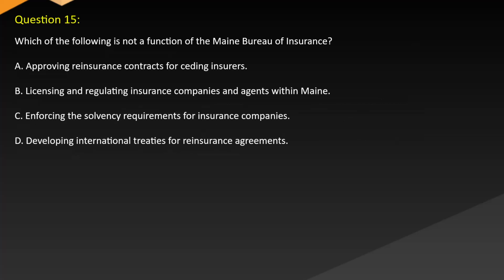Question 15. Which of the following is not a function of the Maine Bureau of Insurance? A. Approving reinsurance contracts for ceding insurers. B. Licensing and regulating insurance companies and agents within Maine. C. Enforcing the solvency requirements for insurance companies. D. Developing international treaties for reinsurance agreements.